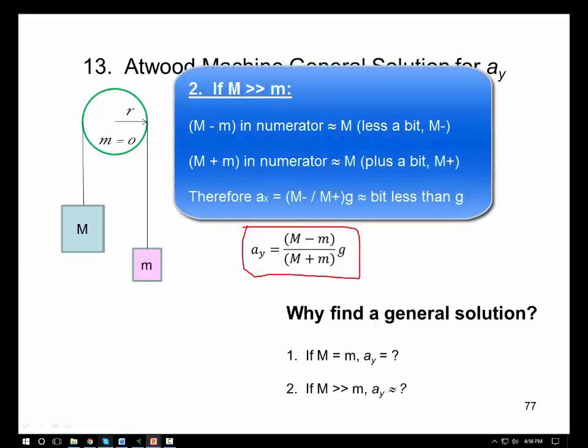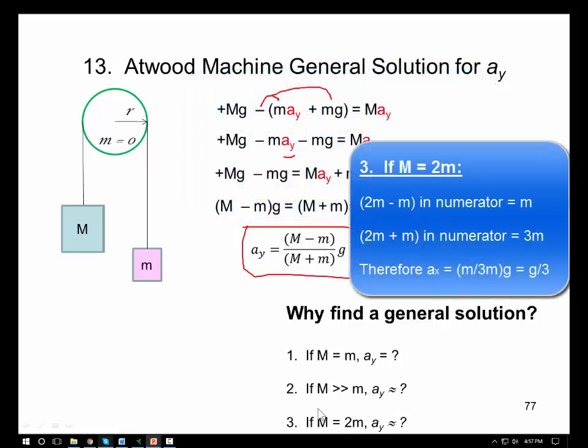What happens if the big mass is much, much larger than the small mass? Well, we can use dominant term analysis that you learned in pre-calculus. So let's assume, for example, that our big mass is 1,000 grams and our small mass is 10 grams. What we'd end up with is 990 over 1,010. And of course, that's just a little bit under 1, and so we'd have an acceleration of about 0.99 times gravity.